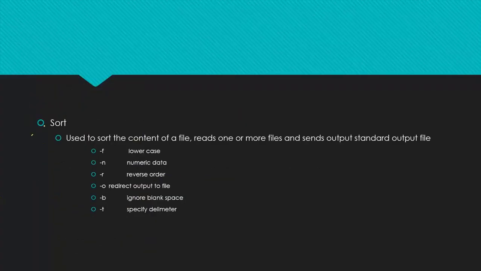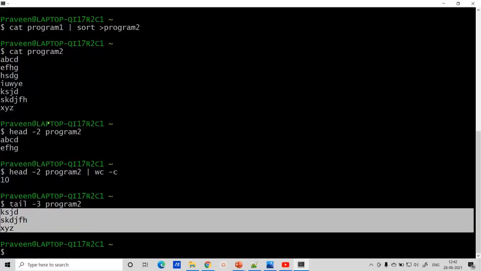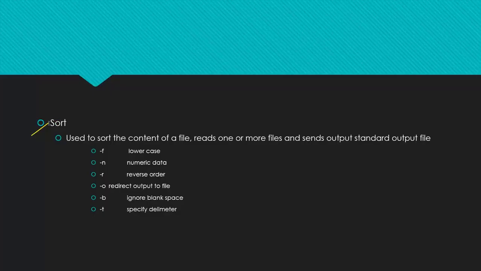Okay. Similarly, we have sort. Sort, as I told you, when you want to sort the content, we'll be using the sort command. So this command will also have some specific options. Like when you want to sort ignoring case, I'll be using -f. Hyphen n when you want to use numerical data, hyphen r when you want to sort in descending order or reverse alphabetical order. In that case, I'll be using hyphen r. When you want to redirect the output to another file, I'll be using hyphen o. I'll be using hyphen b when you want to ignore blank space.